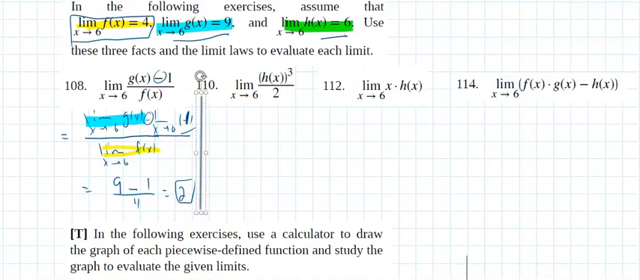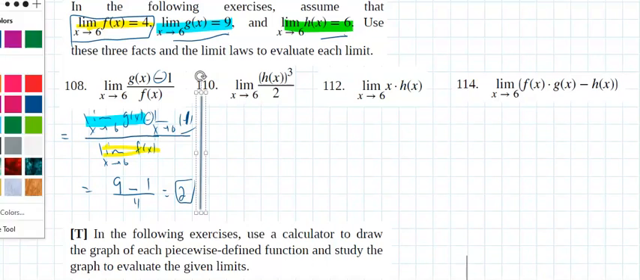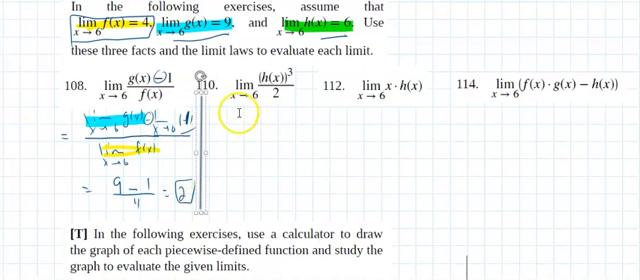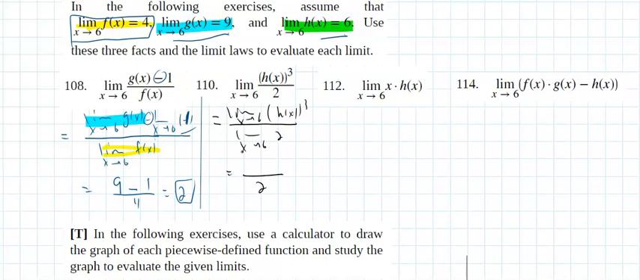And wouldn't this be, it froze for some reason? Wouldn't this be the limit as x approaches 6 of h of x cubed over the limit as x approaches 6 of 2? Now, I know what you're thinking. Can't I just do this? Can you? Yes, you can, of course.